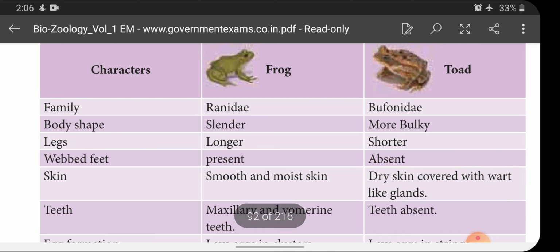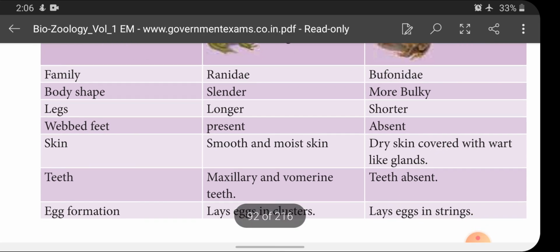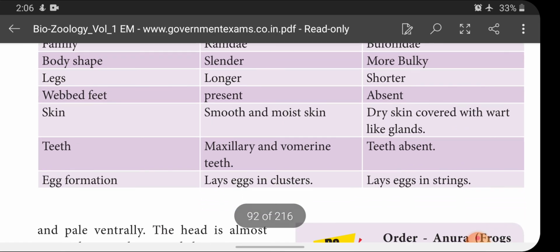Frog and toad. The families of frog and toad are Ranidae and Bufonidae respectively. Body shape is slender in frog, more bulky in toad. Legs are longer in frog and shorter in toad. Webbed feet are present in frog, absent in toad. Skin is smooth and moist in frog and dry, covered with wart-like glands in toad. Teeth: maxillary teeth in frog, teeth absent in toad.